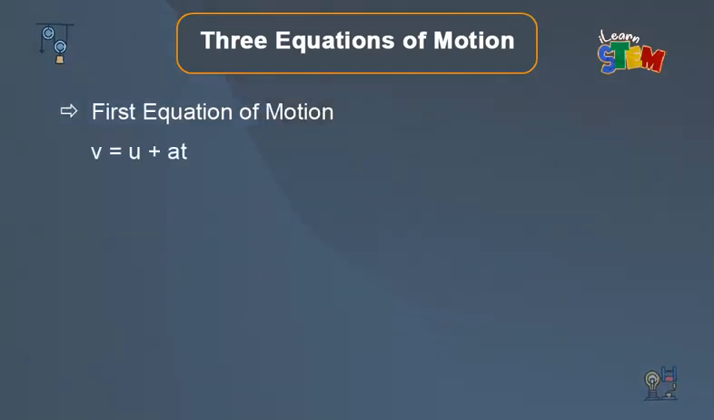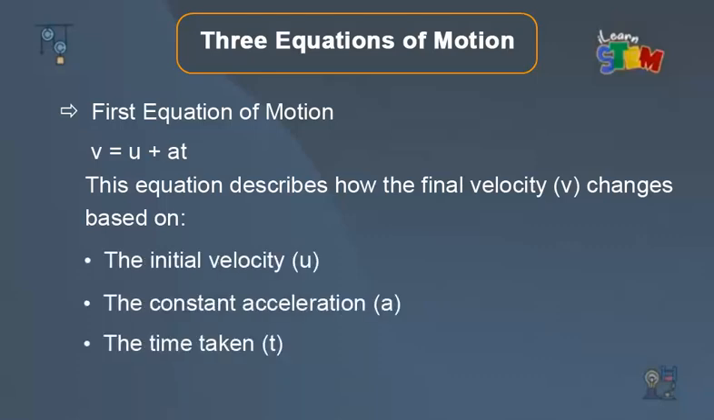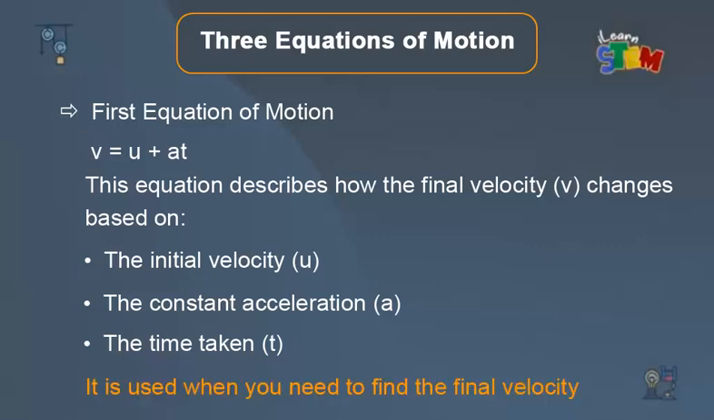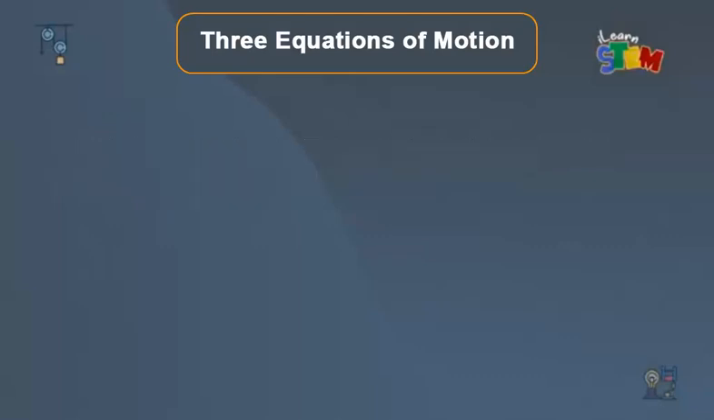1. First equation of motion. V equals U plus AT. This equation describes how the final velocity changes, based on the initial velocity, the constant acceleration and the time the object has been accelerating. It is used when you need to find the final velocity, after a certain time with constant acceleration. Example. A car starts from rest, U equals 0, and accelerates uniformly at 3 meters per second squared, for 4 seconds. What is its final velocity?